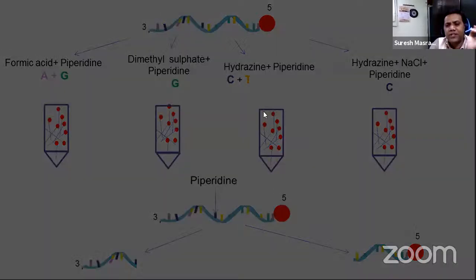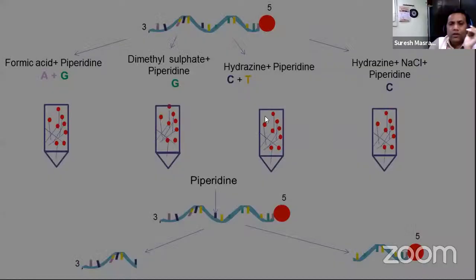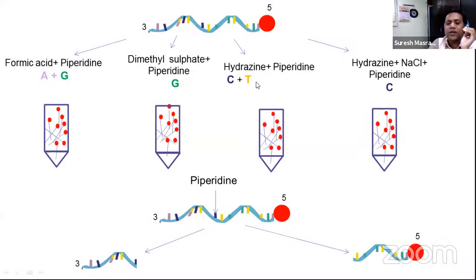Now, in the third reaction mixture, we add hydrazine. Only hydrazine: it separates out the cytosine as well as thymine from the DNA strand, and piperidine cuts the depyrimidinated DNA fragment.